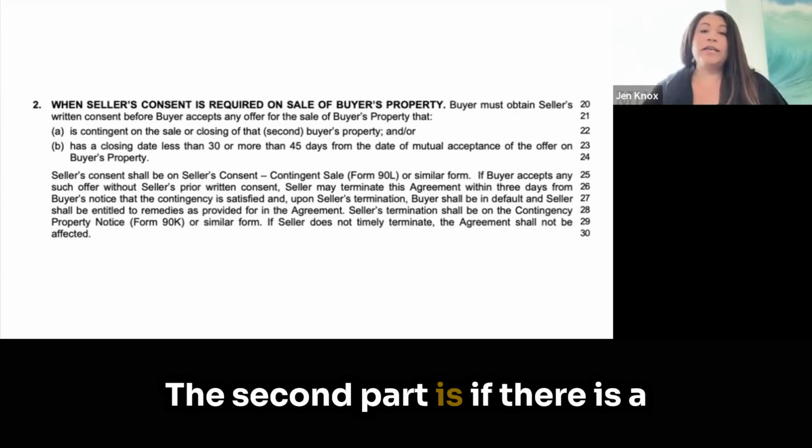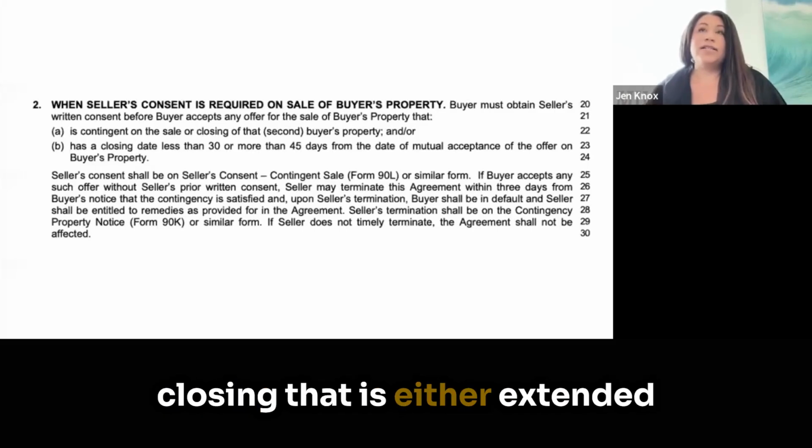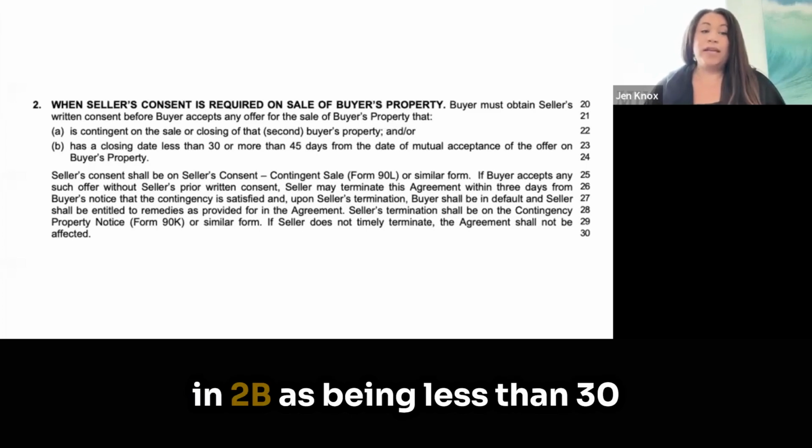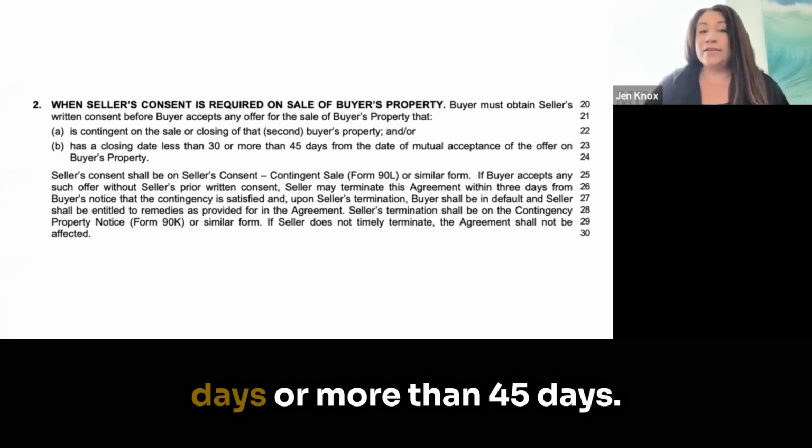The second part is if there is a closing that is either extended or expedited. And it is defined in 2B as being less than 30 days or more than 45 days.